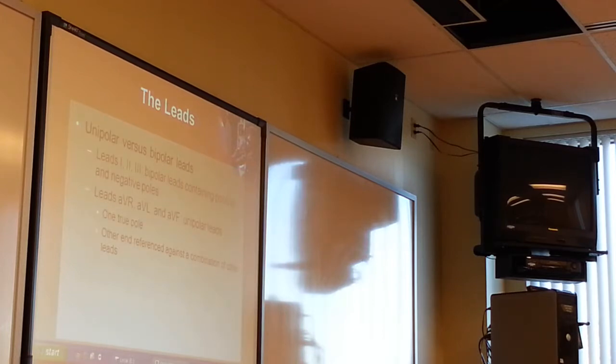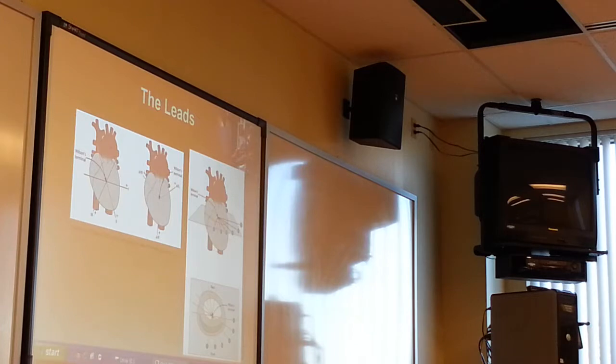Okay, unipolar versus bipolar leads. What does that mean? Give me that in English. Anybody? Bipolar leads have a negative and a positive pole. Leads 1, 2, and 3 contain positive and negative. Leads AVR, AVL, and AVF are unipolar. One true pole. Others are referenced against the combination of other leads.